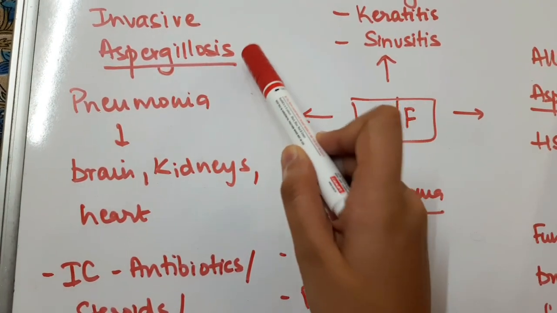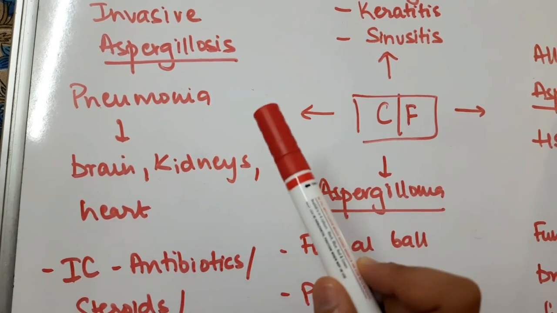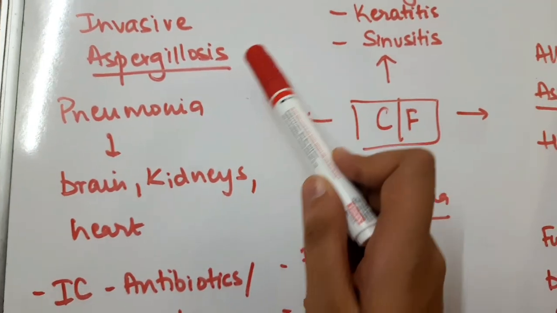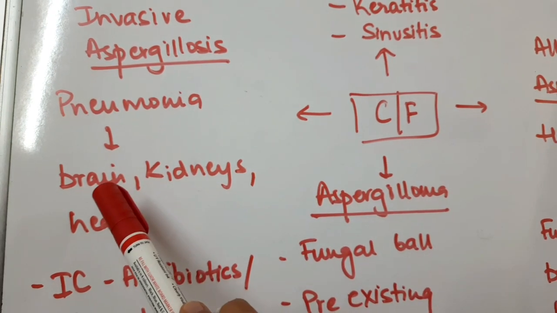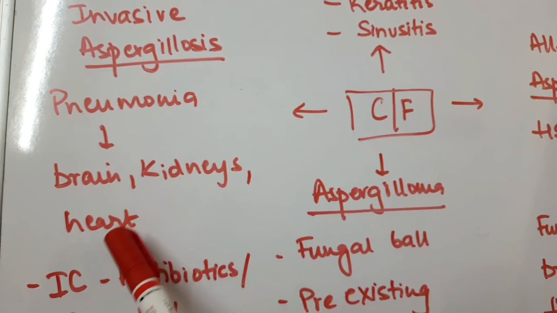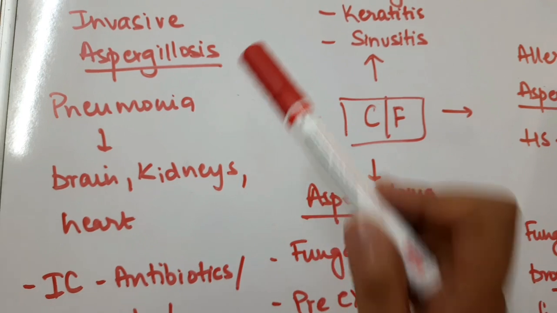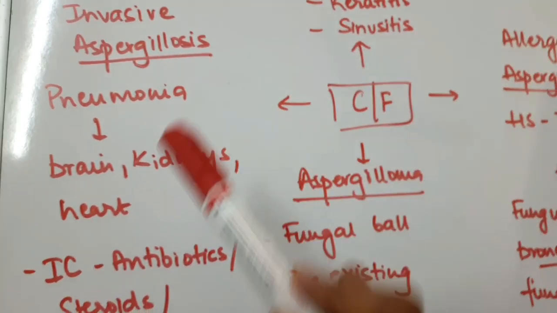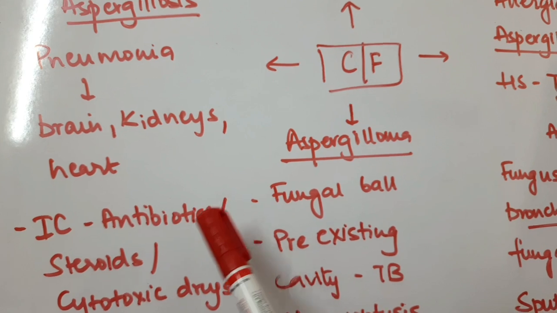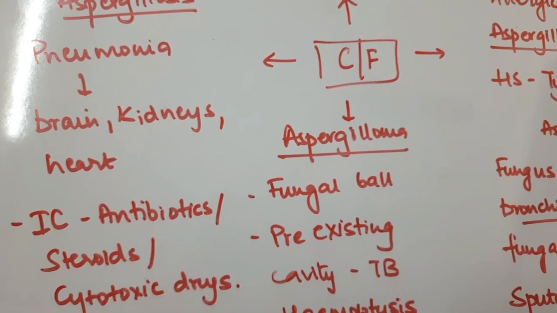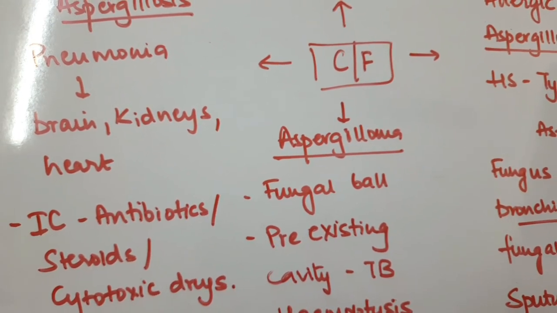Finally, invasive aspergillosis is a disseminated form of infection where the infection starts with a pneumonia, but then eventually it spreads to the brain, to the kidneys, and to the heart. This form of aspergillosis occurs in immunocompromised patients, namely patients who are on antibiotics or steroids or cytotoxic drugs.